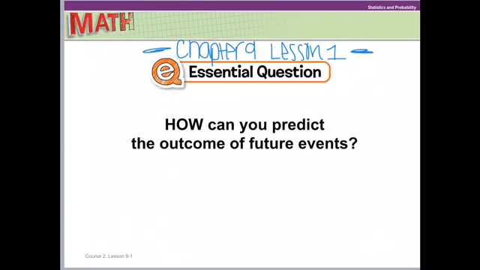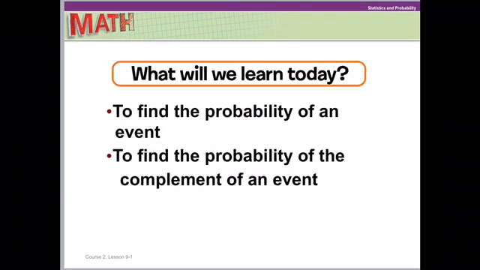Hi, sixth graders. So we are starting chapter 9, which is on probability, and this is lesson 1. Over this chapter, the essential question that we are going to be answering is how can you predict the outcome of future events? More specifically, in this lesson, we will be learning how to find the probability of an event, so that would be a specific event, and then to find the probability of the complement of an event.